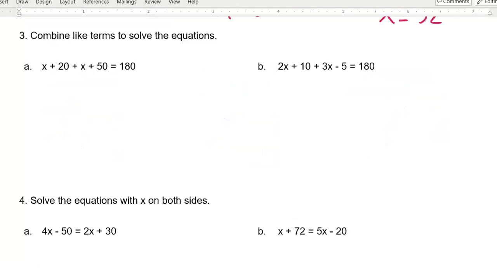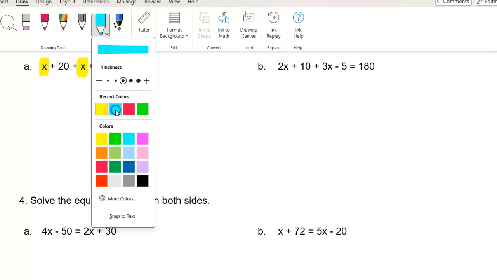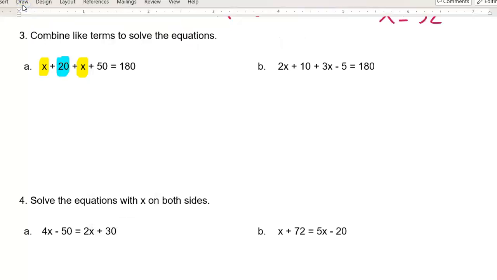Continuing with problem 3, we need to combine like terms in order to solve these equations. Problem A reads x plus 20 plus x plus 50 equals 180. Our like terms are the terms that have the same variable situation. So for example here, we have x and x, those are like, and we have 20 and 50, those are like. The x's are like because they both have x's. The 20 and 50 are like because they both have no variables.